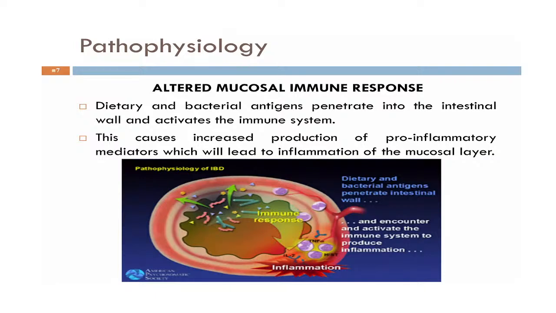Now, what happens in IBD? As we can see in the picture, there are dietary and bacterial antigens that penetrate the intestinal wall, and they encounter and activate the immune system to produce inflammation. Antigens enter the wall of the intestine and they activate the immune system, and a dysregulated inflammatory response occurs, leading to inflammation. There are multiple factors involved.